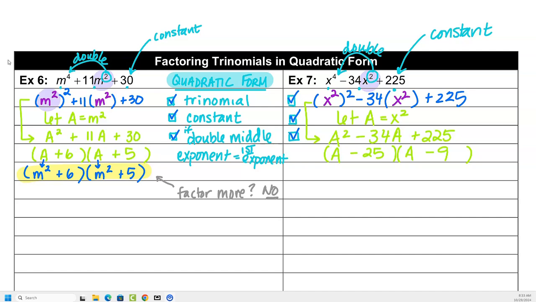Now I notice it can't be factored any further, so I can rewrite this again here. So now it's going to be x squared minus 25, and then here, right, x squared, and then minus 9. Can that be factored further? The answer is yes.